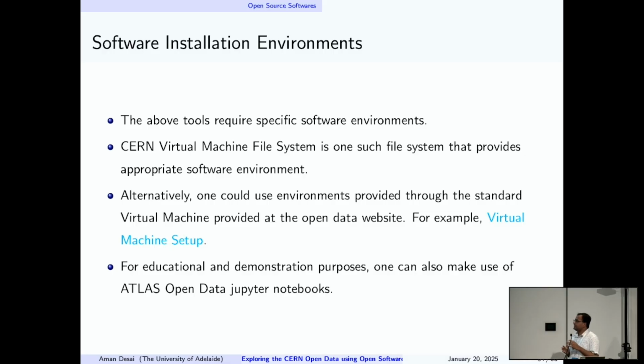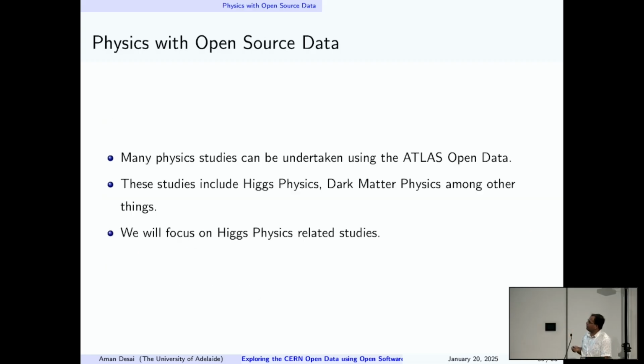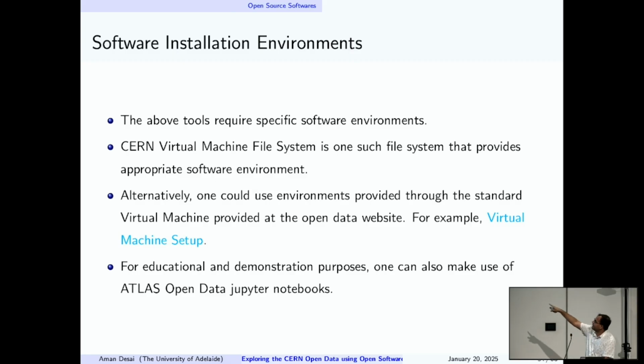One of the important things about this software is the software installation environment. In order to make this easy, there is also a virtual machine file system which has all those software packages installed. All you need to do is just install this virtual machine. There's a link, so you can just search for ATLAS virtual machine, and you can get all of that on your own computer. For educational purposes, one can also use the open data Jupyter notebooks, which we will be using.